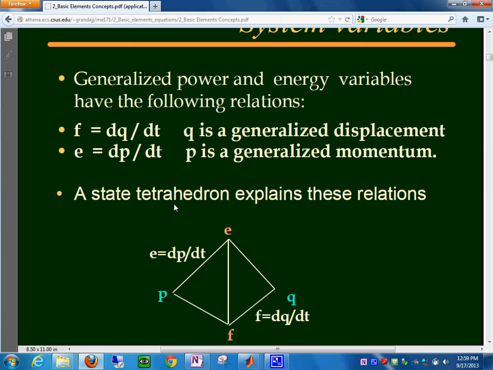So this is the tetrahedron of state that relates the effort and the flow, as well as the position and the momentum, because that's what it is. In here, this is the force and angular velocity, and this is going to be the position and the momentum. So this is the tetrahedron of state.